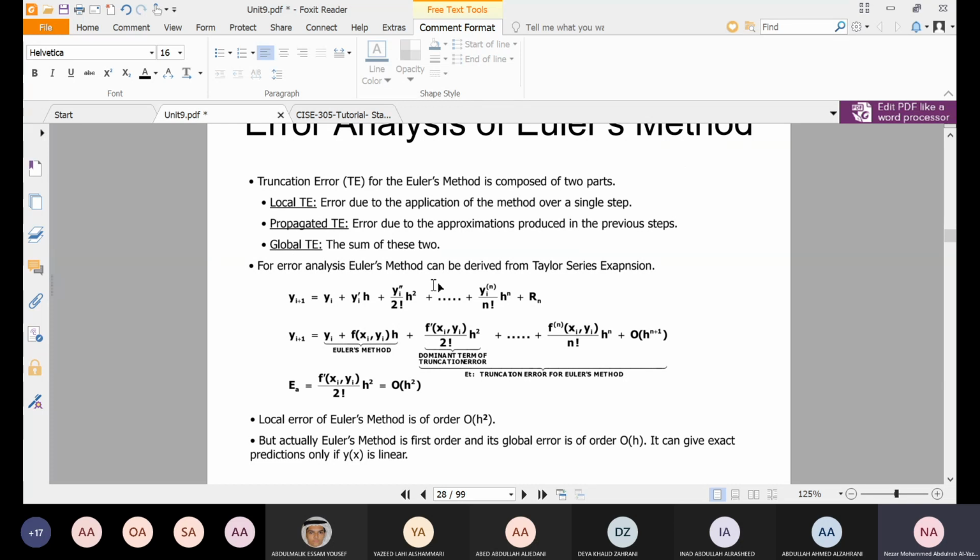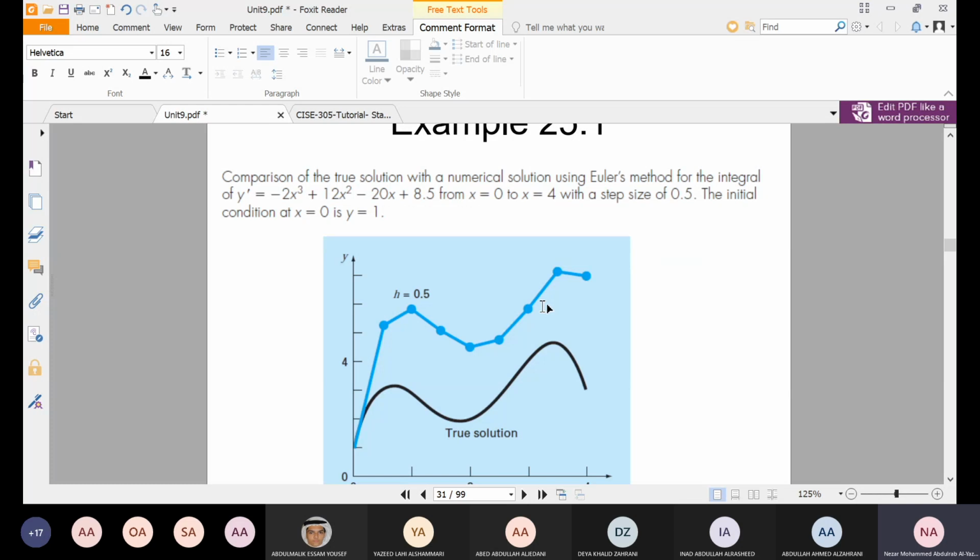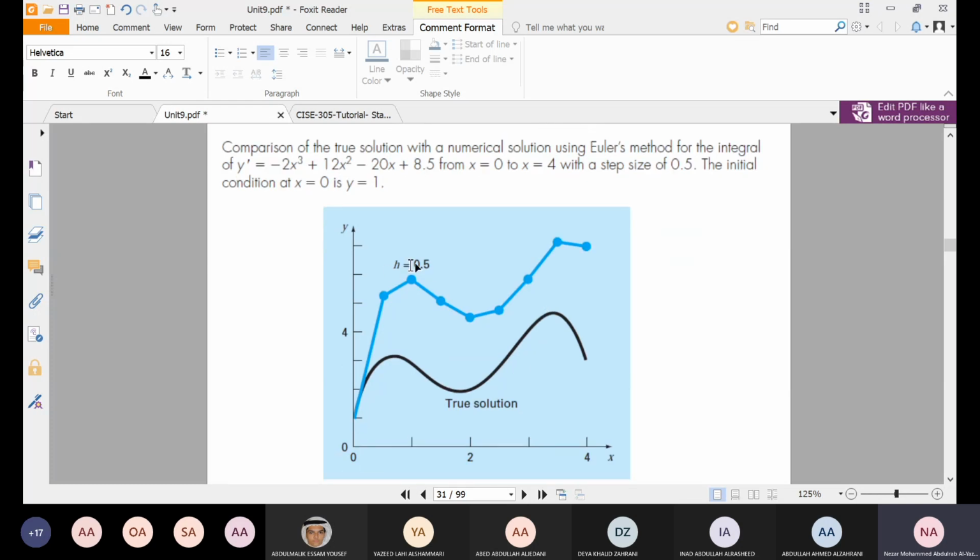The second type is the local error. The local error is the truncation error from the Taylor series. So we use this form to find it. This graph represents the difference between the two methods, the exact solution and the estimate, where we use step size 0.5. If we use a step size less than this, you'll get a better estimation. This is the estimation, and this is the true value or the true solution of the function.